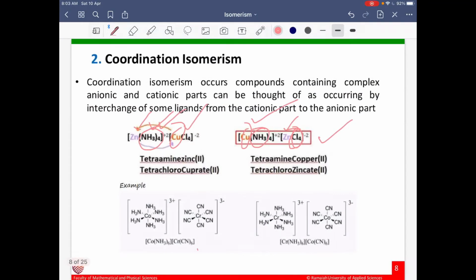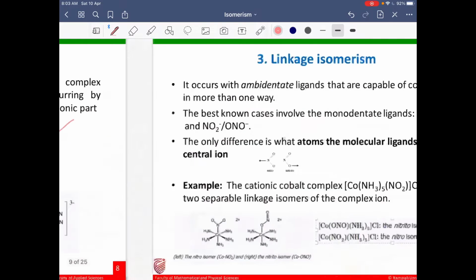Another example is shown here. In this complex, the ammonia ligand is for the central metal atom copper and the cyanide group for the central metal atom chromium. Here it is exchanged. The ammonia is attached to the chromium central metal atom or ion, and the cyanide ligand to the central metal ion cobalt.